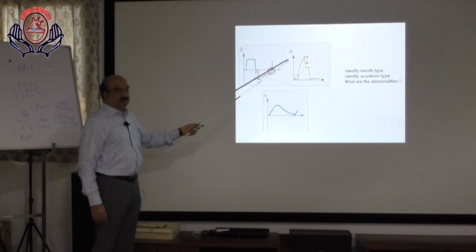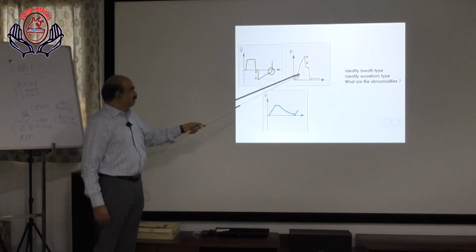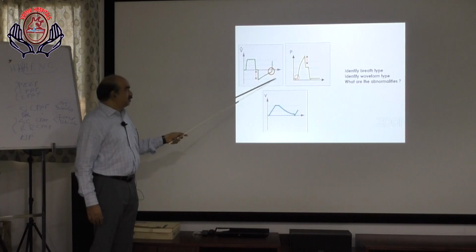For that we have to check the other two scalars. We have to check the flow scalar. The flow scalar is suggestive of auto PEEP. So it must be auto PEEP.